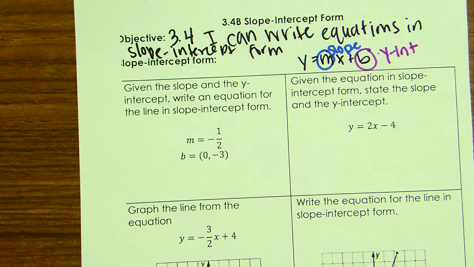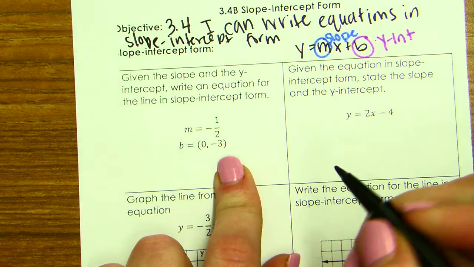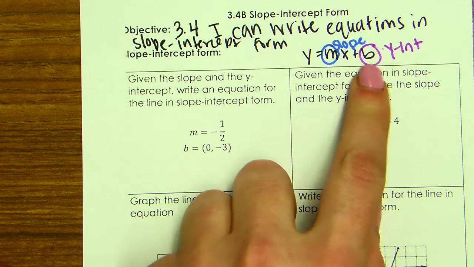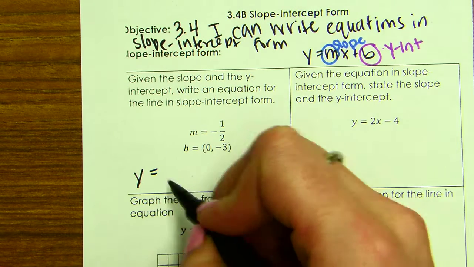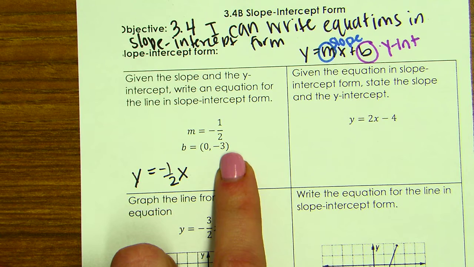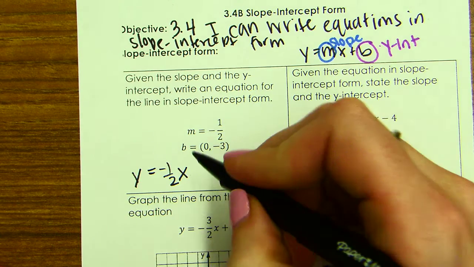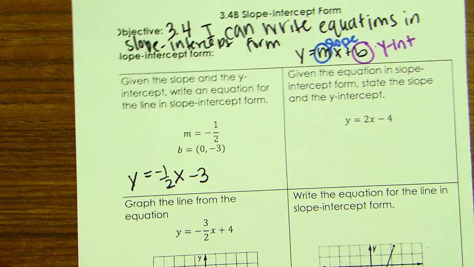So the first one, they gave us the slope and the y-intercept. We just have to write the equation. So I'm going to write it in this form, y equals mx plus b. So it's going to be y equals, the slope is negative 1/2 times x plus, normally it's plus negative 3, but we want to simplify it, so we're just going to write minus 3 because we have a negative 3 right here.